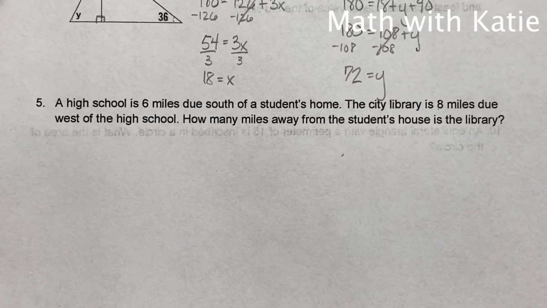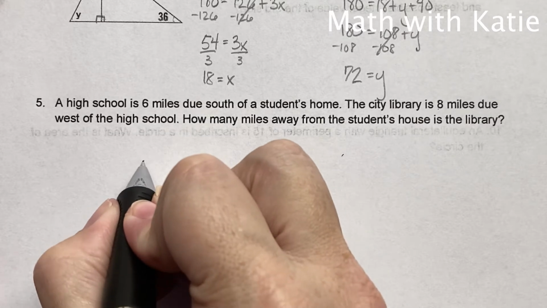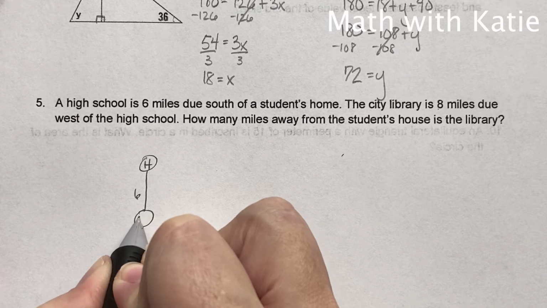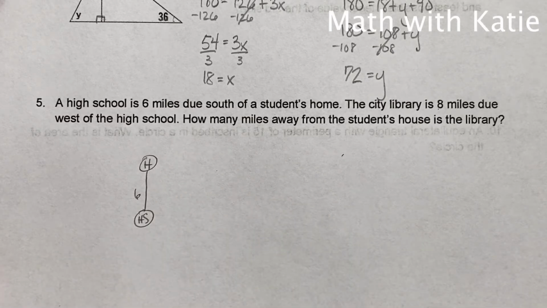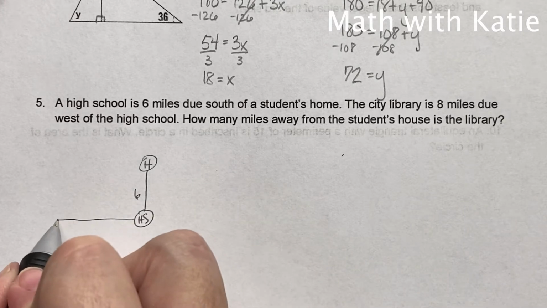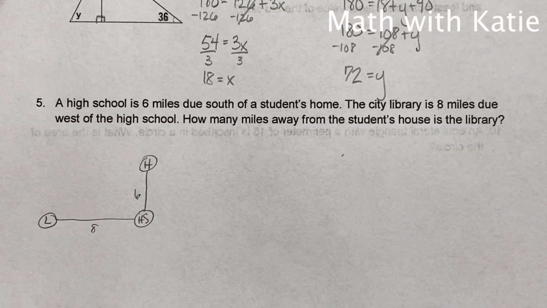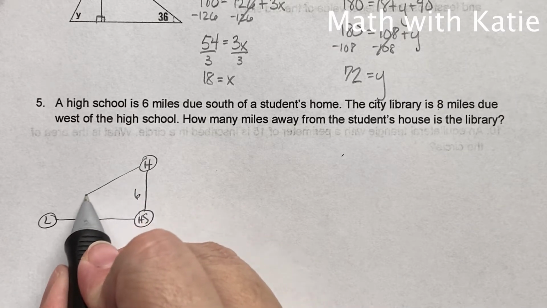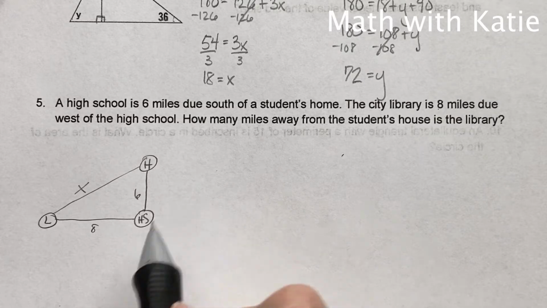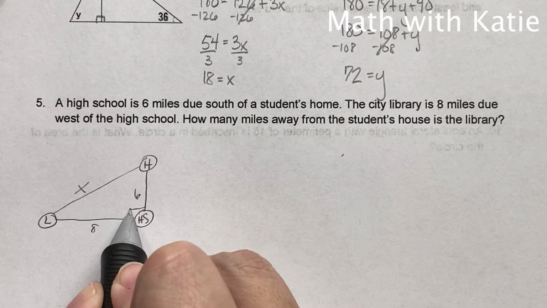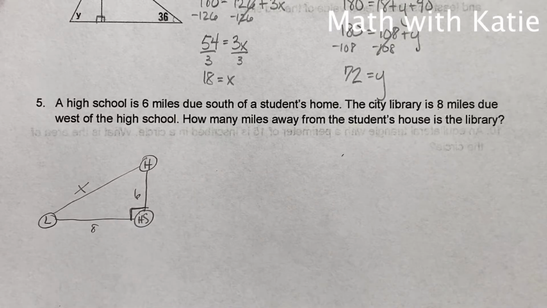A high school is 6 miles due south of a student's home. So let's call this home, 6 miles, high school. The city library is 8 miles due west of the high school. So 8 for library. How many miles away from the student's house is the library? Okay, well, we know that since this is due south and due west, we know that this is 90 degrees.